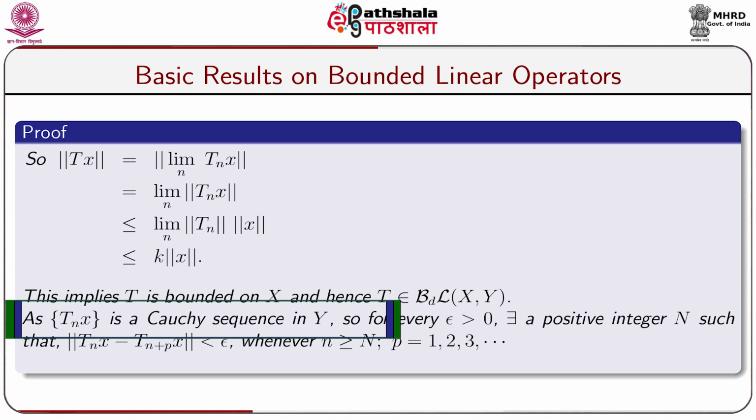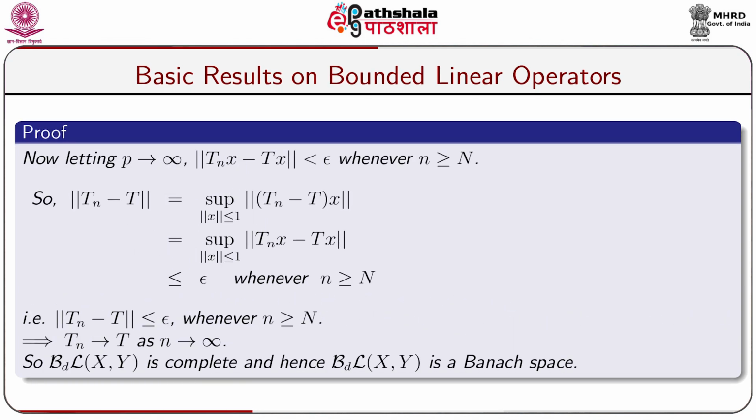As Tnx is a Cauchy sequence in capital Y, for every epsilon greater than 0, there exists a positive integer capital N such that norm of Tnx minus Tn plus p x is less than epsilon whenever n is greater or equals to capital N and p equal to 1, 2, 3 and so on. Now, letting p tend to infinity, norm of Tnx minus Tx is strictly less than epsilon whenever n is greater or equals to capital N.